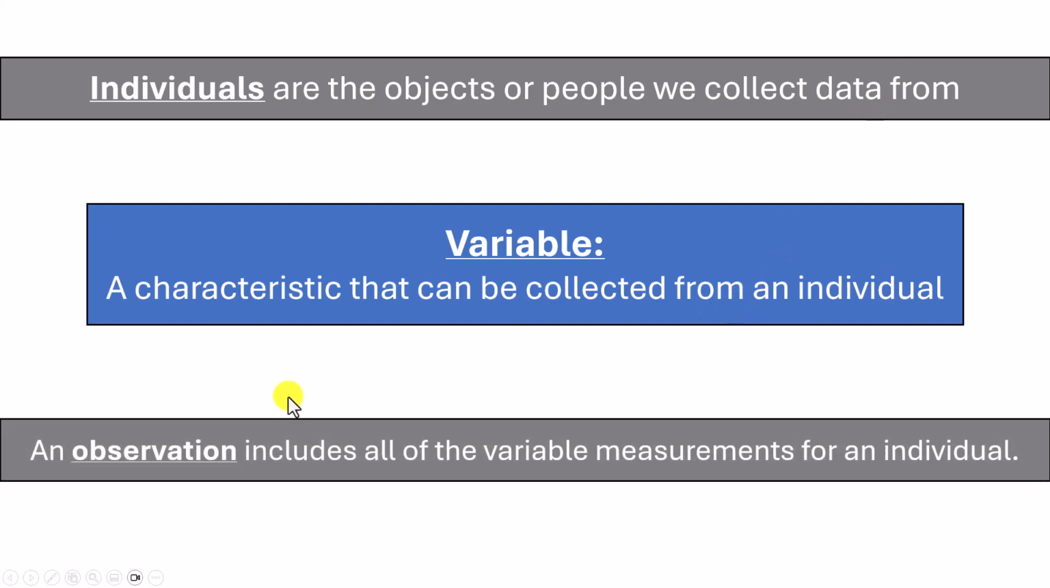Now, an observation is going to include all of the variable measurements for a single individual. So if my very first individual's name was Sam and he was a Grand Valley student, then the observation would be all the variables that I had collected from Sam, maybe his GPA, his major, etc., right? So an observation is basically going to include all the variable measurements for that individual.